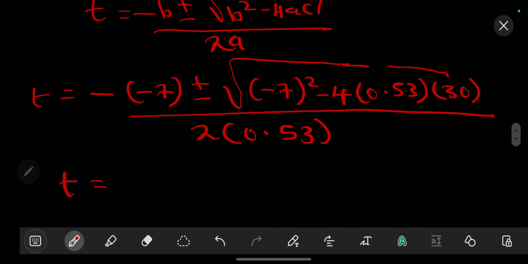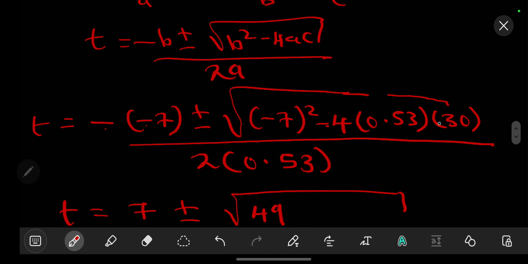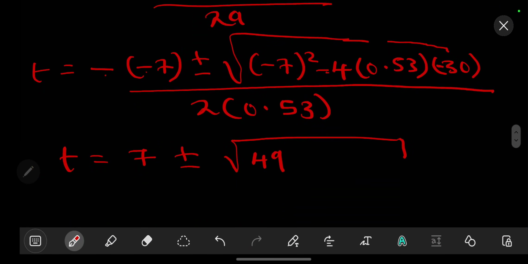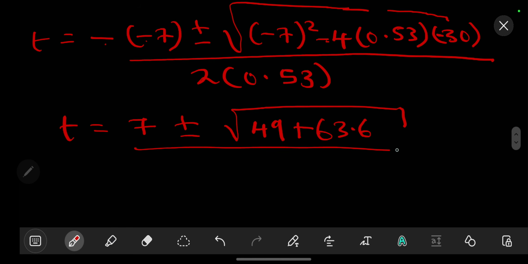So our t should be equal to negative by negative, it will give us positive 7 plus or minus the square root of negative 7 squared, which will give us 49. Negative 30 is negative as well. As we can see, 30 is negative. So when we multiply negative by negative, this will give us a positive. So let's multiply 4 by 0.53 by 30. This will give us a value that is equivalent to 63.6 like that.